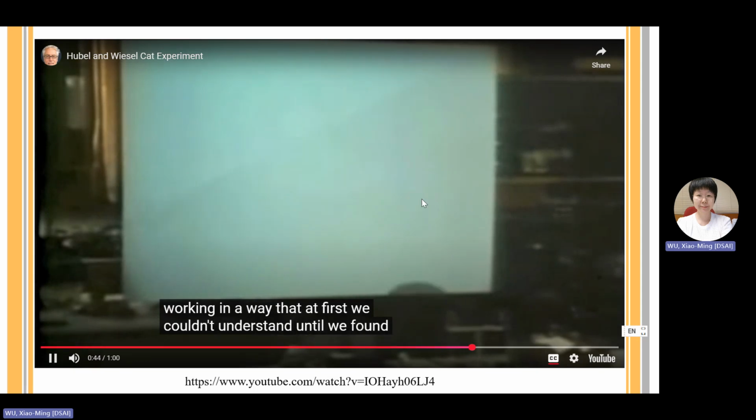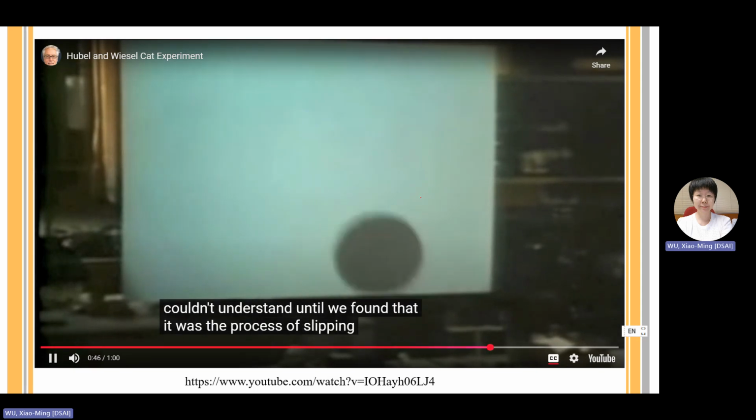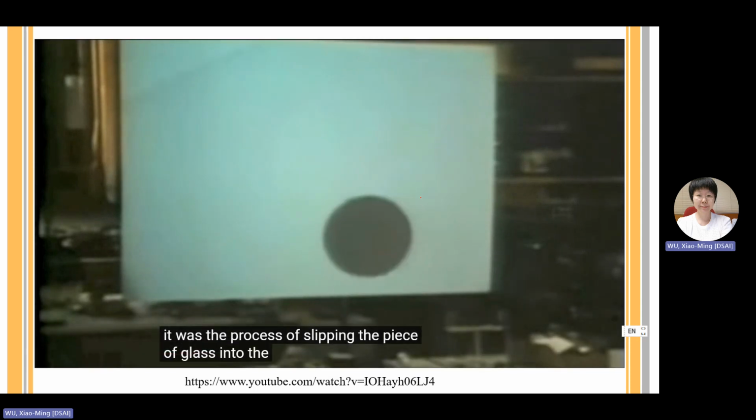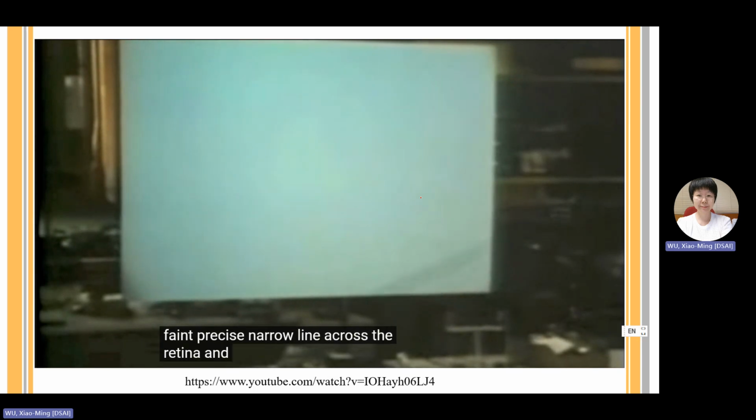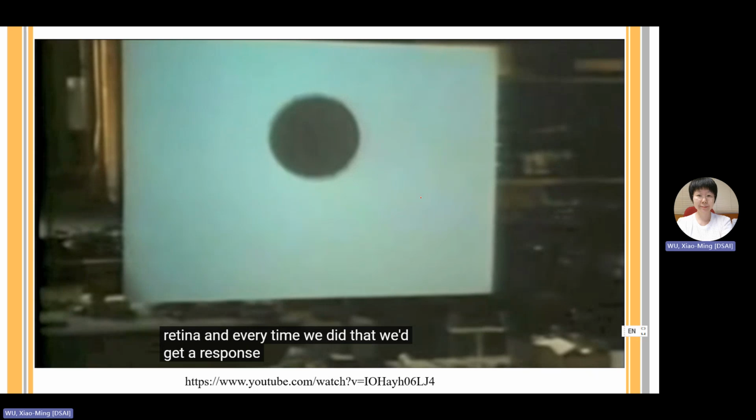Until we found that it was the process of slipping the piece of glass into the projector, which swept a line, a very faint, precise, narrow line across the retina. And every time we did that, we'd get a response.